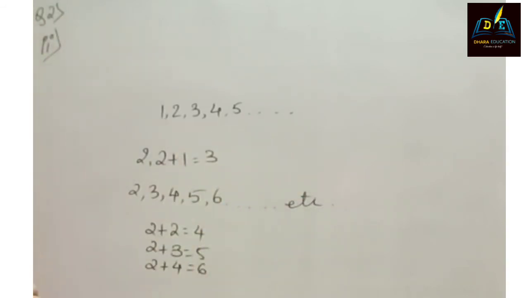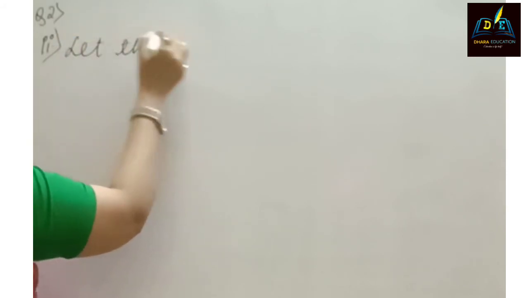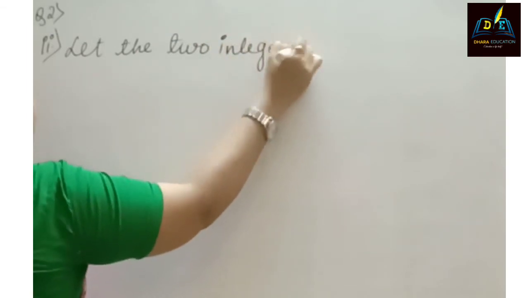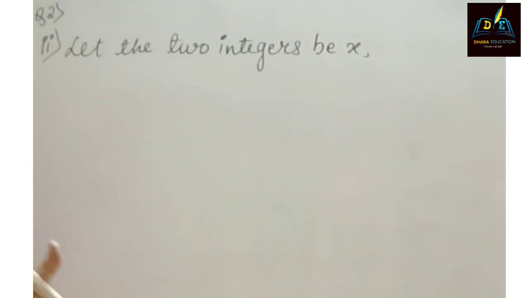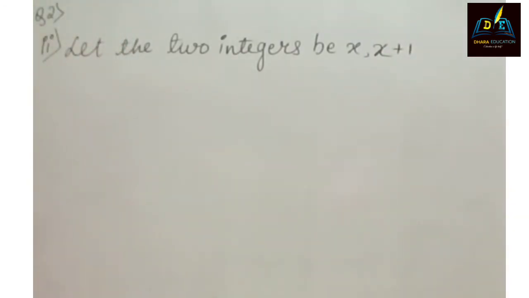So this is all called as what? Consecutive positive integers. Now in this particular sum, we just need to make the methods into proper quadratic equations. That's it. Okay, so let's solve. So students, let the two integers be x for one integer, and another integer will be, of course, x plus 1, as I told you before also.